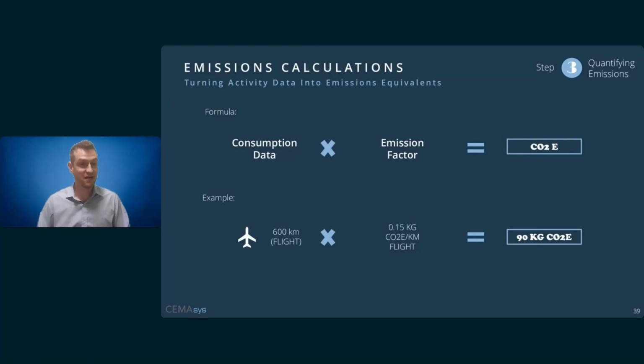So that was a very high-level overview of calculating your CO2e from activity data, but if you do have any specific questions about this, feel free to pop them in the chat, but we will be touching a bit more on this during our discussion of carbon accounting software.